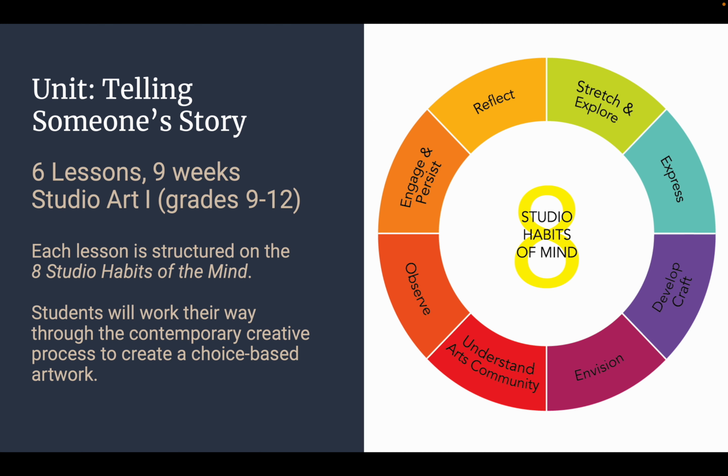This unit will consist of 6 lessons that span over 9 weeks. This is a Studio Art 1 class, so grades range from 9th to 12th. Each lesson is structured on the 8 studio habits of the mind, and students will work their way through the contemporary creative process to create a choice-based artwork.